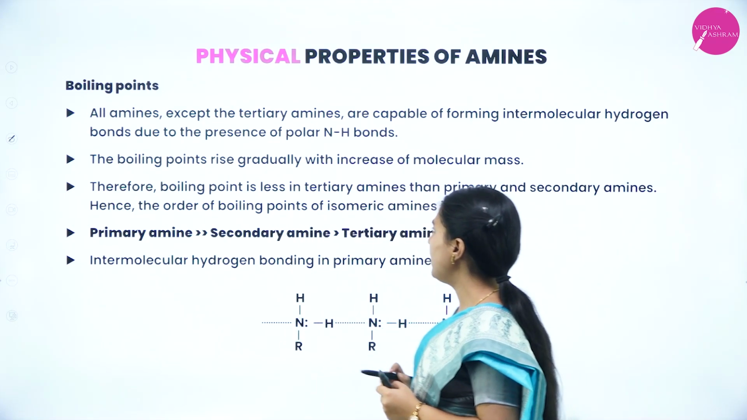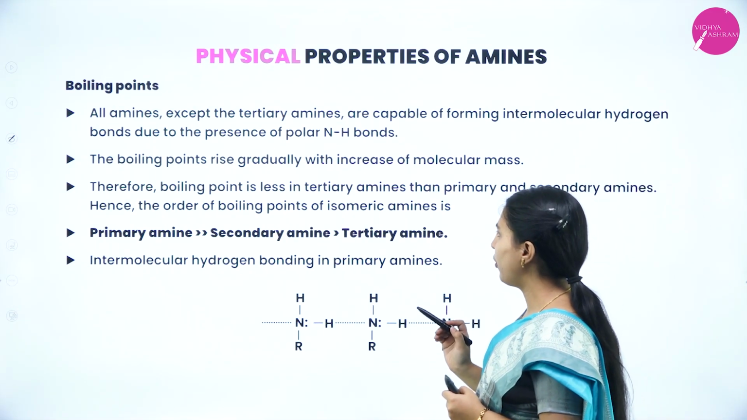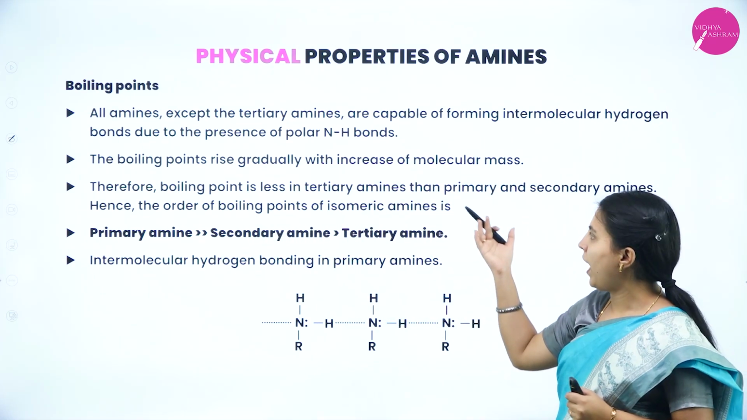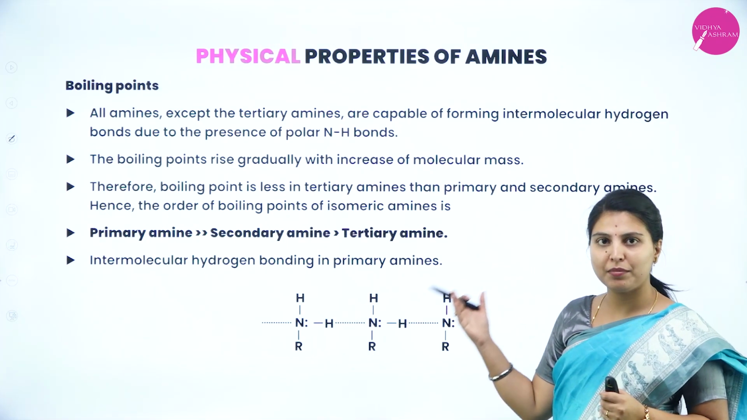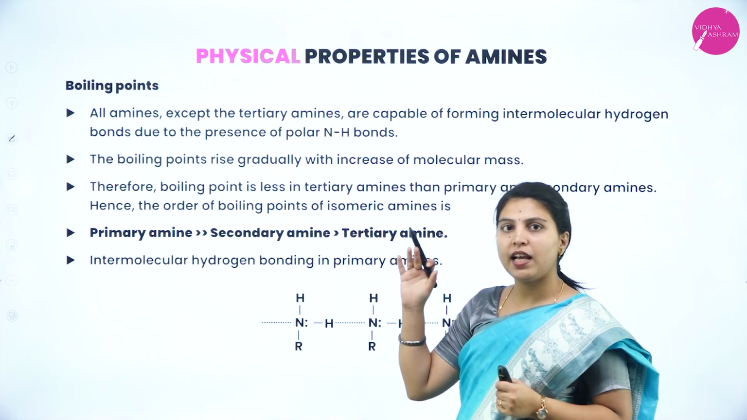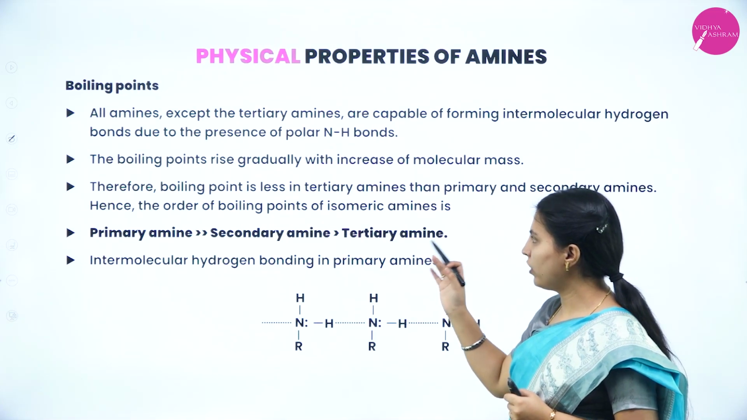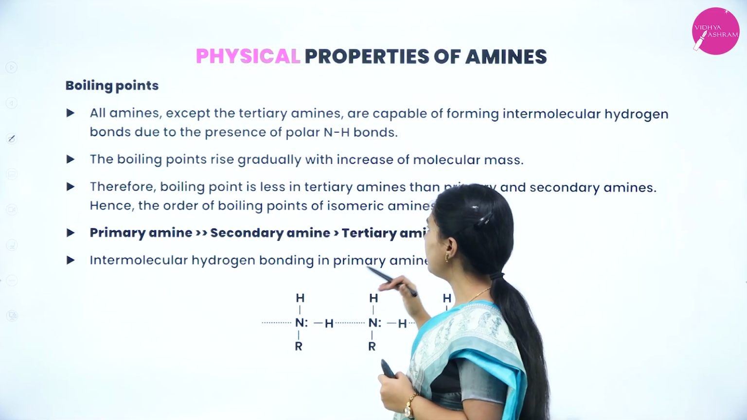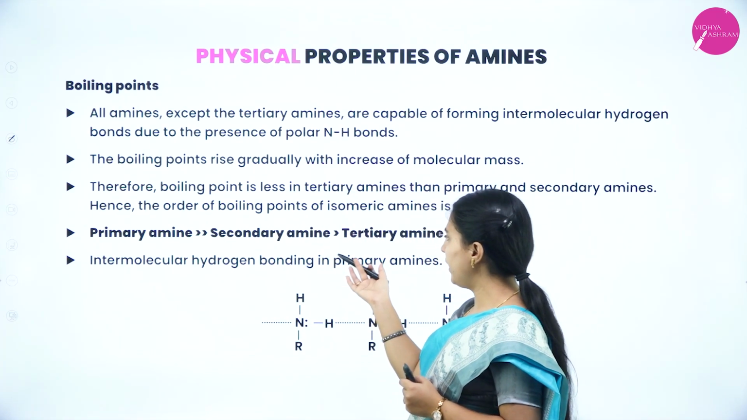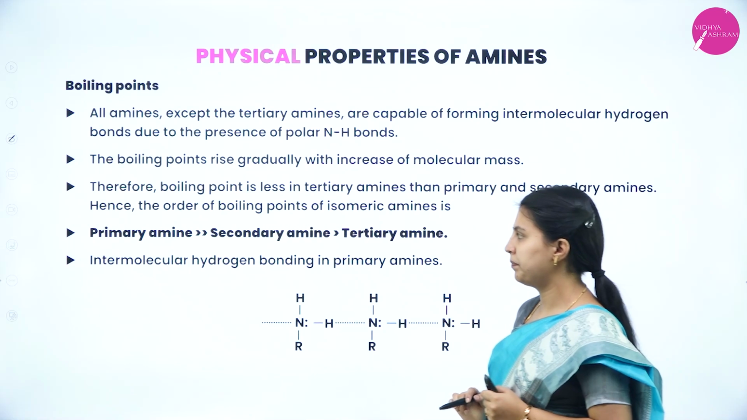Therefore, the boiling point is lower in tertiary amines than in primary and secondary amines. Due to the N-H bonds and the gradual increase of molecular masses, we can say that tertiary amines have a lower boiling point compared to primary and secondary amines. The order of boiling point of isomeric amines is: primary amine has the greatest boiling point range, next secondary, next tertiary. This will be the least boiling point range.